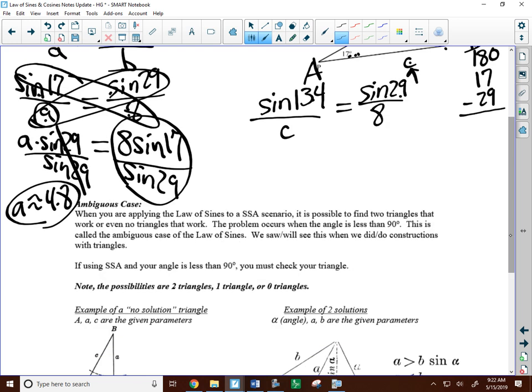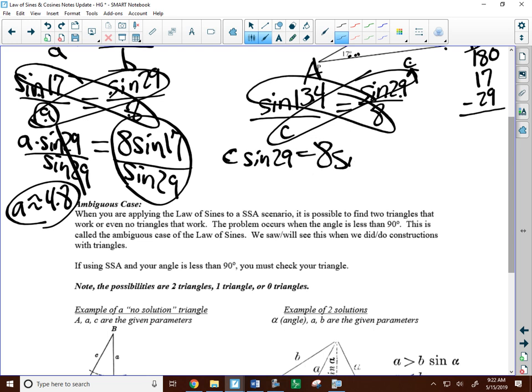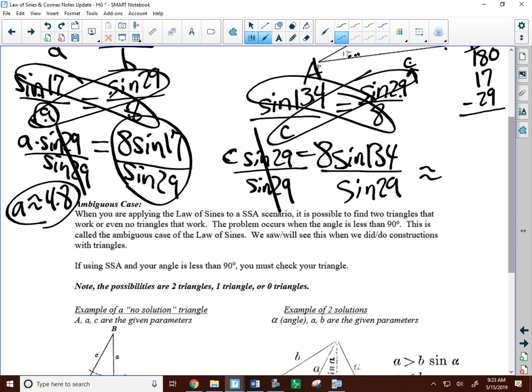Okay, same thing now. Cross multiply, I'll have c sine 29 equals 8 sine 134. I've got to solve for c, so then I divide by sine 29. So that's about 11.9. Okay, and then we have all three angles. We have all three sides.